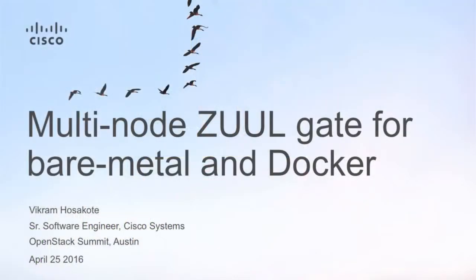My name is Vikram Hosakote. I'm a senior software engineer at Cisco Systems. I'm also a core reviewer and a core developer for the OpenStack Kolla project. Kolla is about deploying OpenStack in Docker containers and how we can use containers to deploy cloud services.